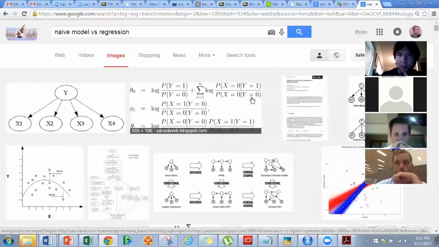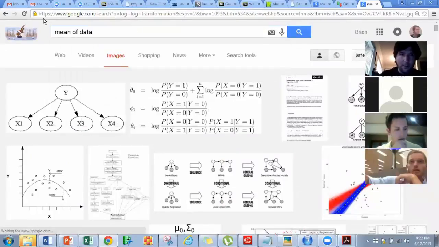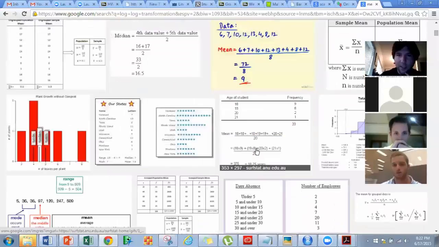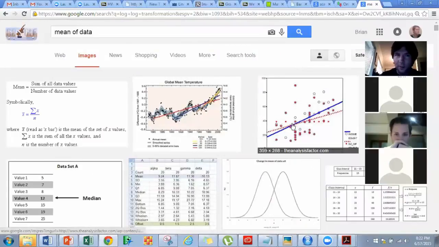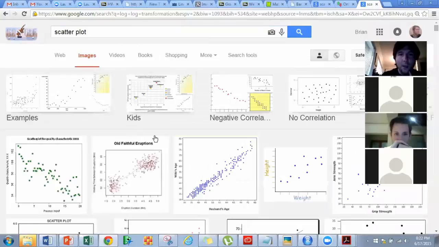The original model is just the mean. The mean of the data is just what's going through the center of it. I really should not Google too many things. You never know what's going to pop up these days. And we don't see any scatter plot. Oh, scatter plot. This one's nice.